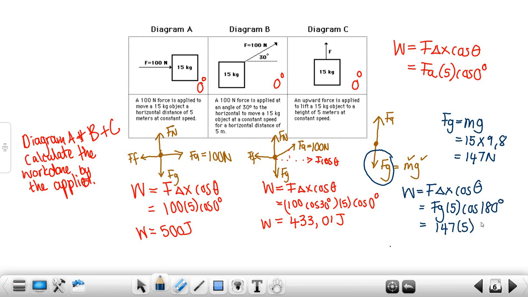147, 5 meters, cos 180, and your answer must be negative because this negative is showing that it's working against the system. In this situation, you will use 180 for frictional force and also here for friction because it is acting 180 degrees in comparison to the direction of motion, and that sums up work done.